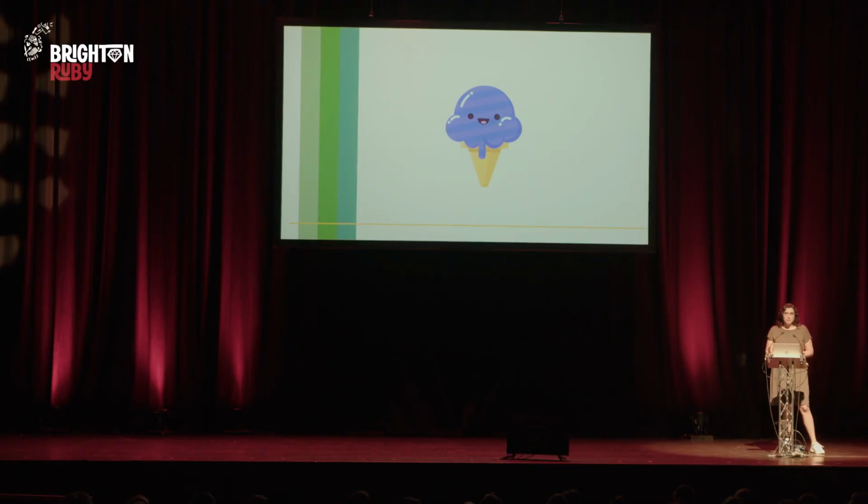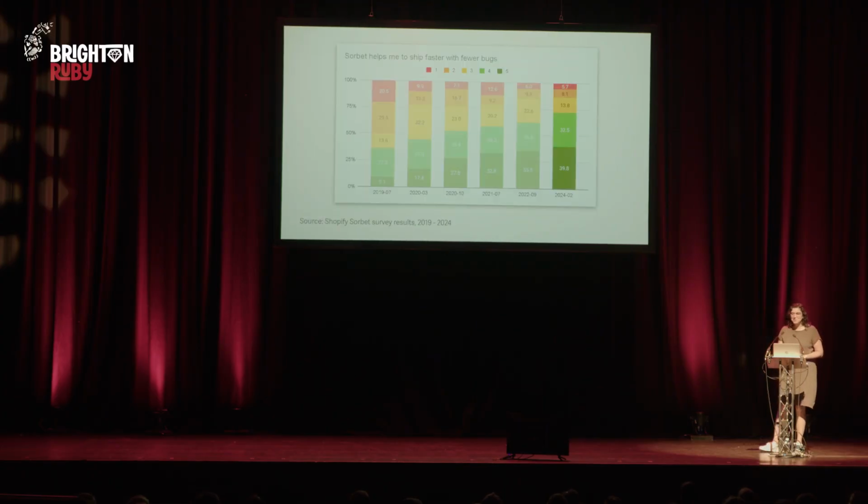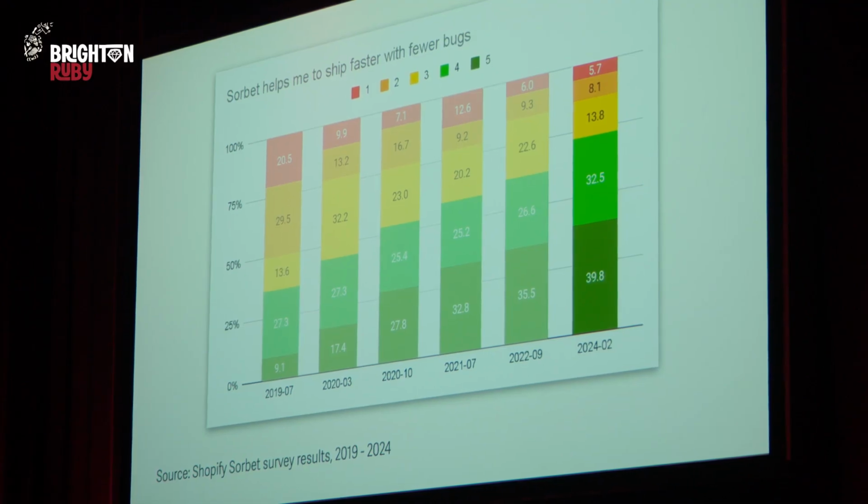If you've been in the Ruby community for a while, you will know that type checking is a spicy topic. Let me show you what I mean by that. On the one hand, type checking in Ruby can have huge benefits. We adopted Sorbet at Shopify about 6 years ago, and every year since, we've been surveying our developers to learn about their experience using it.